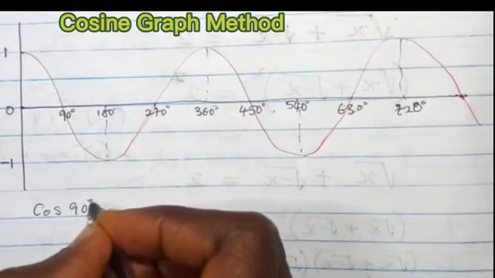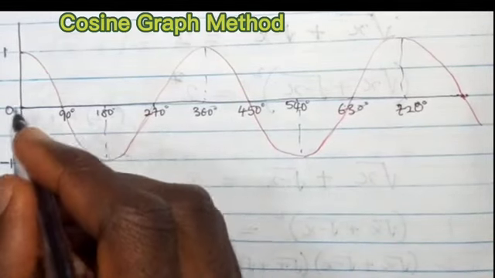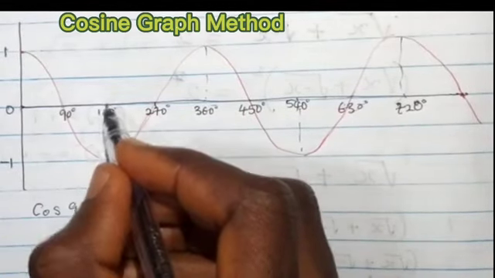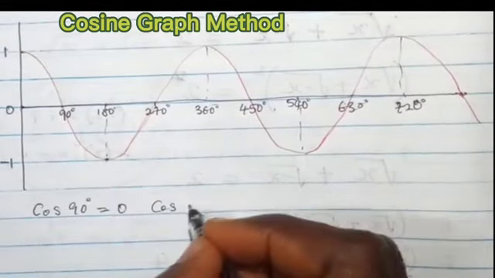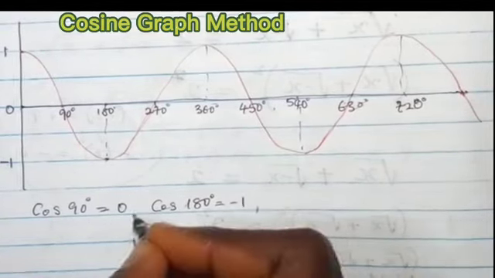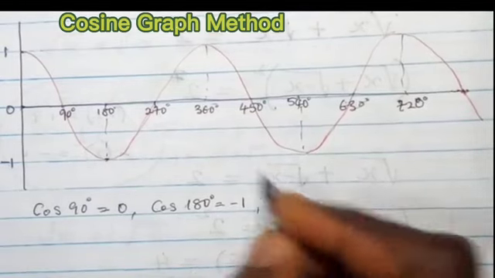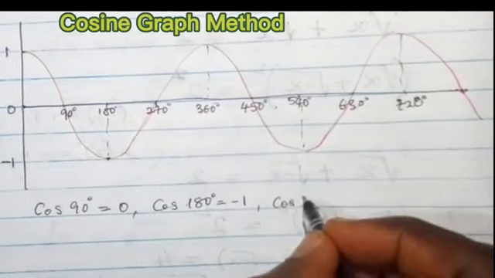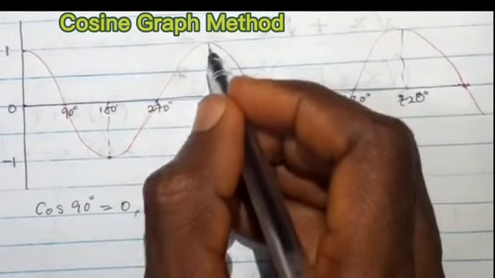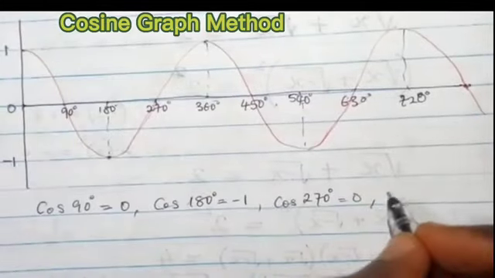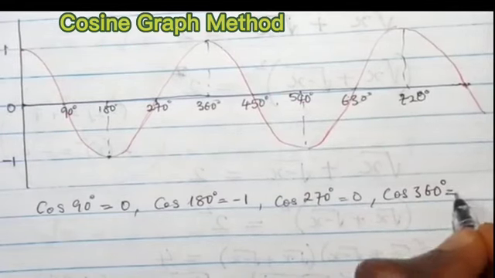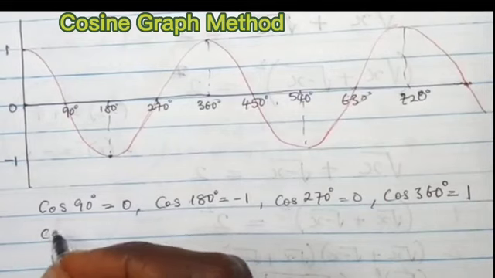Cos 90 is equal to 0. Oh, I forgot something. Don't forget that cos 0 is equal to 1, because at the origin the amplitude is 1. So cos 180 is minus 1, the lower amplitude, and cos 270 degree is on the line, which is 0. And cos 360 is 1, because it's on the upper amplitude.